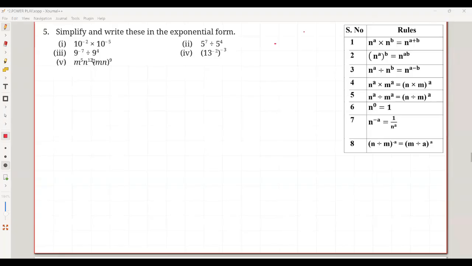Number 5. Simplify and write this in the exponential form. Okay, simplify and write these in the exponential form. Okay, first question. So here I have taken the first question.